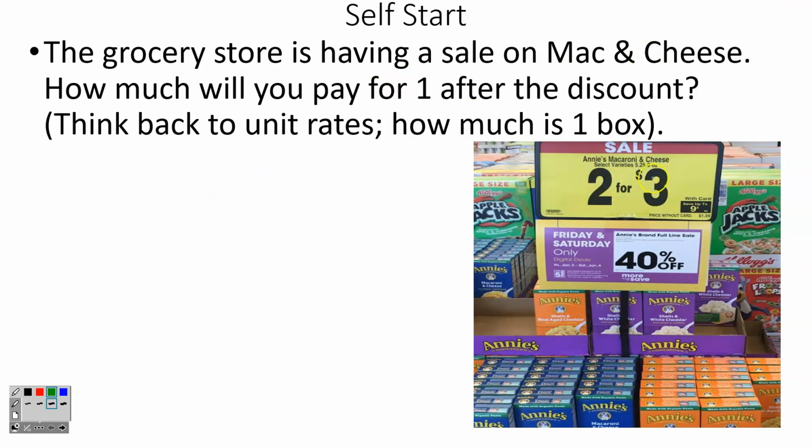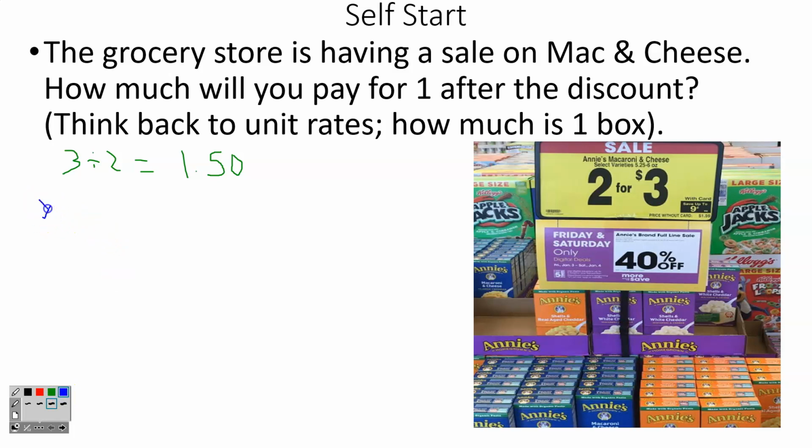So right now the sign says it's two for $3. I can get two of them for $3. So how much money is it for one? Well, money should come first, and I would do 3 divided by 2. And that's going to give me 1.5. So $1.50 for $1. So now we have to find 40% off that $1.